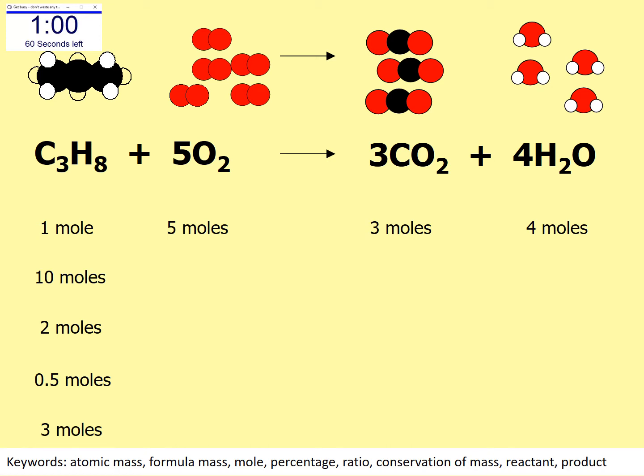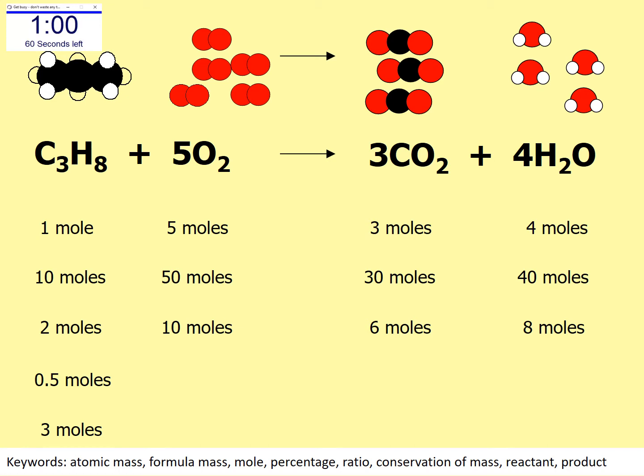Okay, let's check your answers. Amend them if you have got any wrong. So if we have 10 moles of propane, we simply times the 5 by 10 as well. That would be 50 moles of oxygen. It would produce 30 moles of carbon dioxide and 40 moles of water. If we have got 2 moles of propane, we would need 10 moles of oxygen. So whatever we've done, we have to do the same to the others. So if we've doubled the moles of propane, we have to double the moles of oxygen and double the moles of carbon dioxide, which would give us 6, and double the moles of water, which would give us 8.